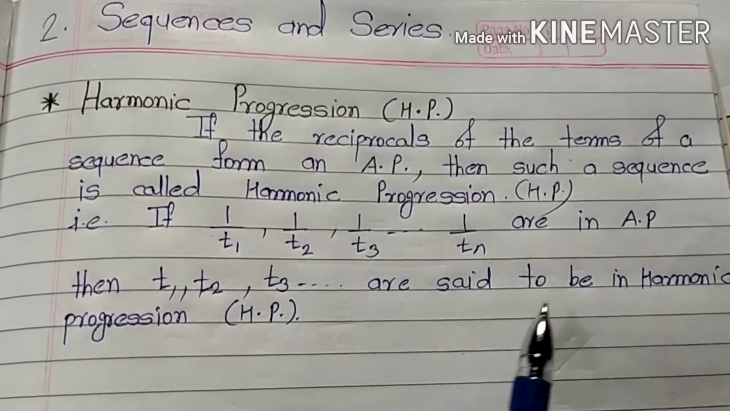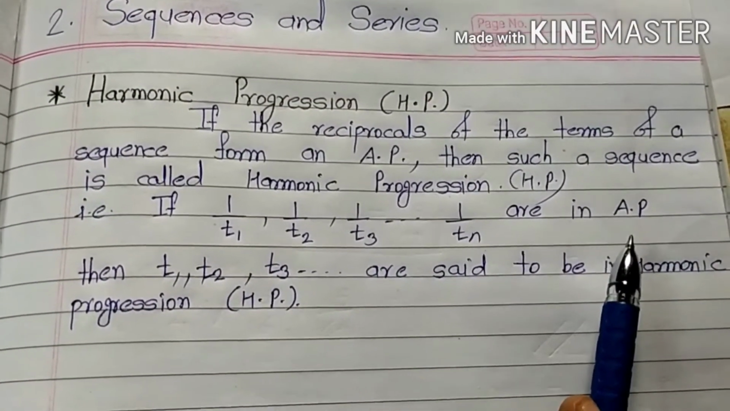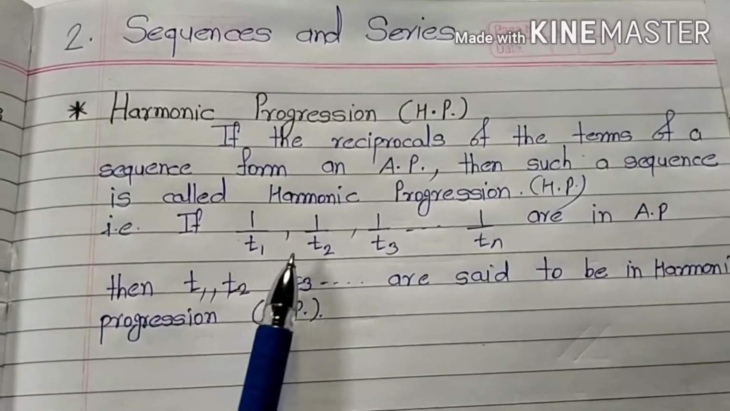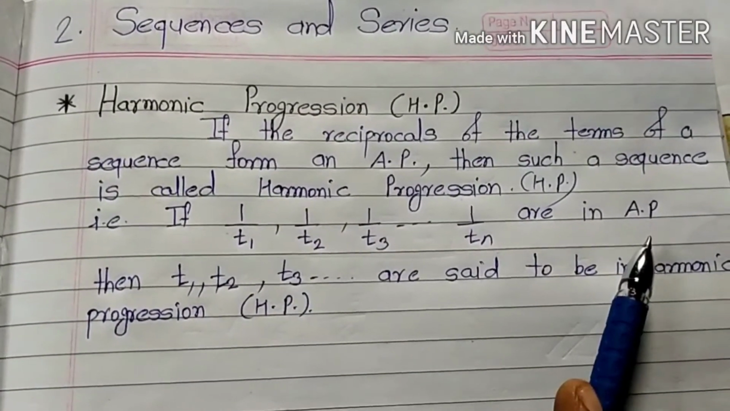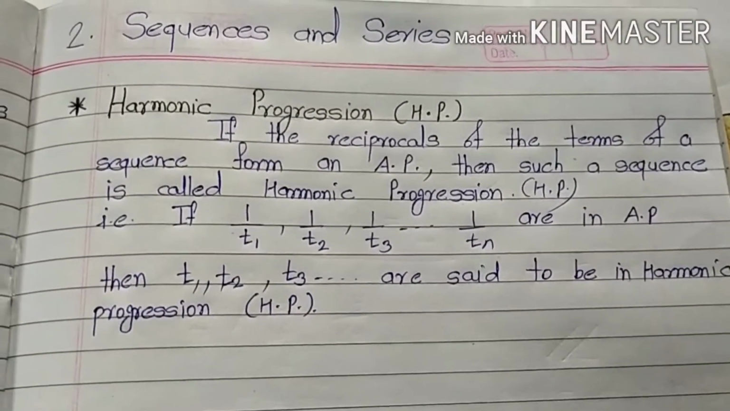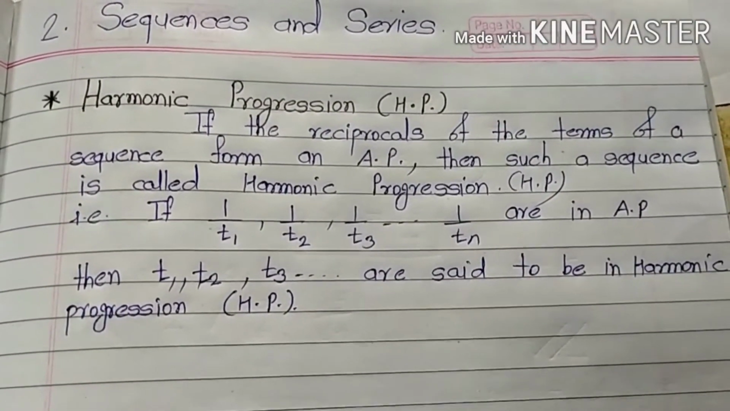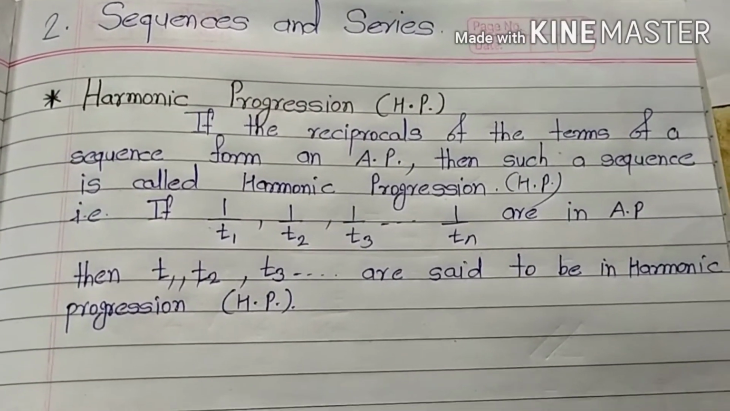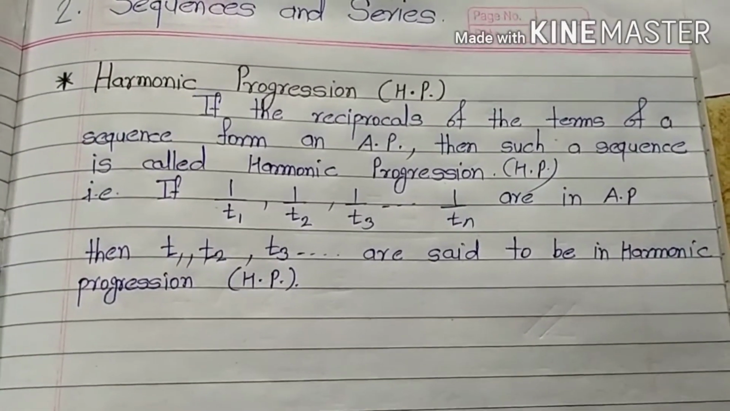We already discussed the arithmetic progression. So if we find an arithmetic progression, then its reciprocal is a harmonic progression. Now there are some examples on it. So let us start exercise 2.4.